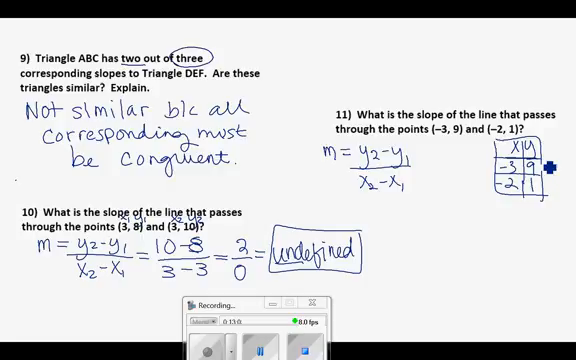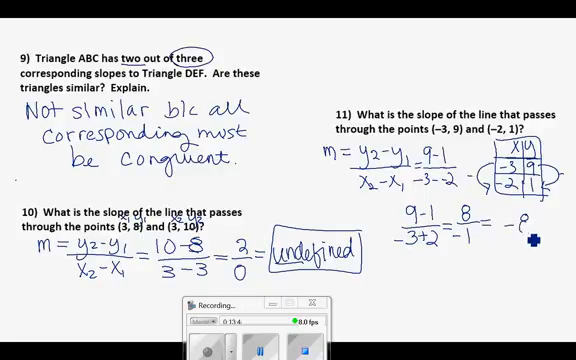So I'm going to go from 9 to 1, which means I have to go from -3 minus -2. And I see I have my 2 negatives that are going to make a plus sign. So I have 9 minus 1 over -3 plus 2. 9 minus 1 is 8. -3 plus 2 is -1. So our answer is -8.